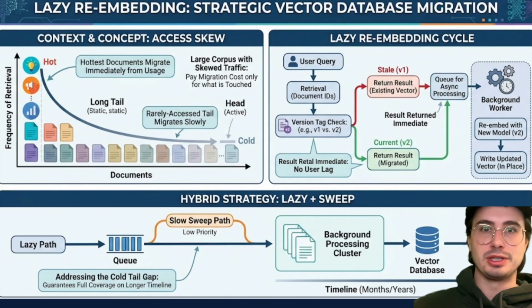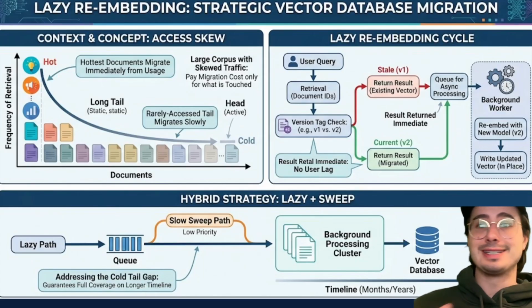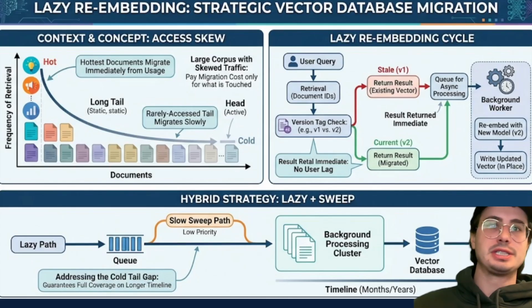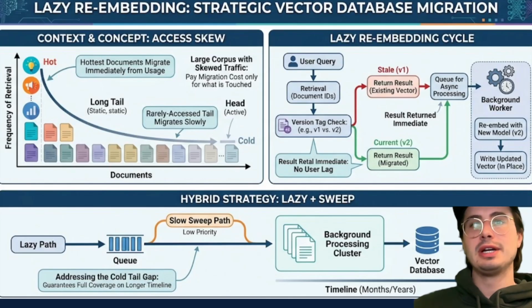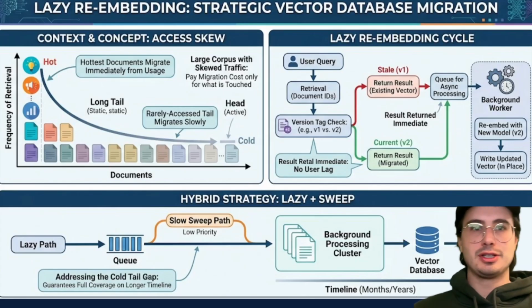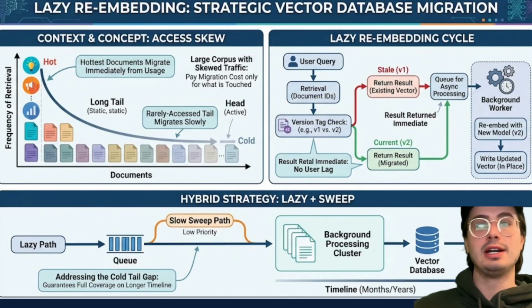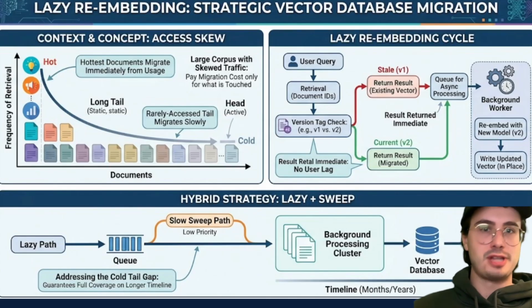And a gap here that's worth naming is that documents that never get retrieved never get lazily migrated, potentially forever. So if you can't be confident that your cold, rarely touched content is genuinely low value, pair this pattern with a slow background sweep running at low priority to guarantee full coverage on some longer timeline, rather than leaving that part of your corpus stale indefinitely.